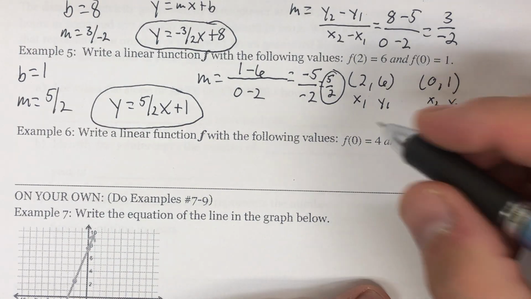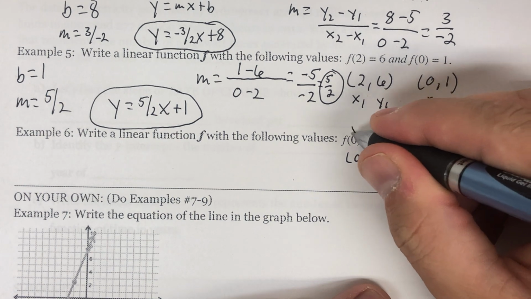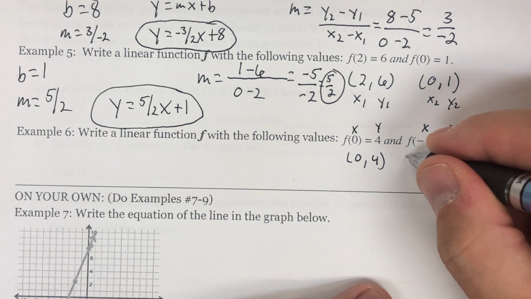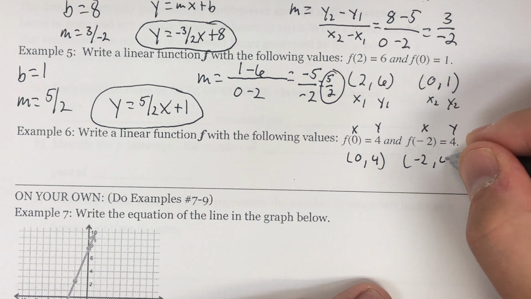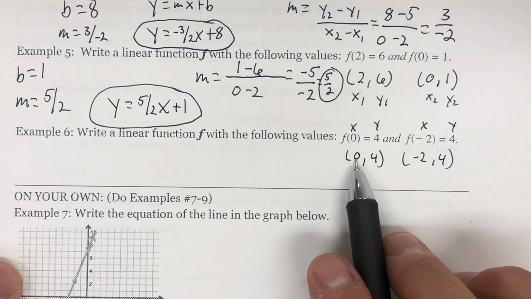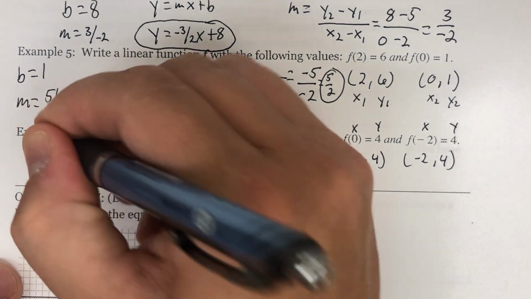Just write it out as an ordered pair. We have the point 0, 4, x, y, x, y. Other point is negative 2, 4. All right. Is there a y-intercept? Yes. Here it is. 0, 4. B is equal to 4.